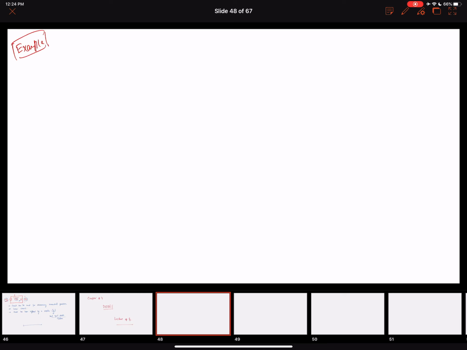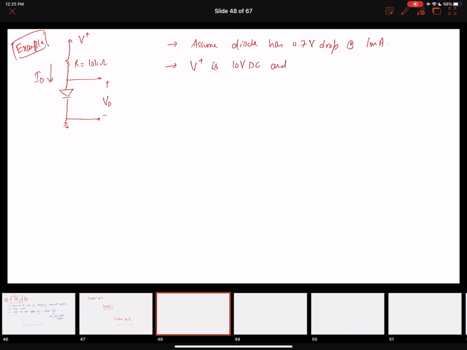an example. Consider the following circuit here. So we have our resistance, 10 kilo ohms, our supply, a potential drop across the diode, VD, and then the current ID is flowing over here. The first thing is we can make an assumption that the diode has a 0.7 volts voltage drop at 1 milliampere. Second thing that is given in the question is this supply V positive is 10 volts DC and has a 1 volt peak sinusoid superimposed. Right, so it's 10 volts plus a 1 volt peak sinusoid superimposed on that 10 volts.